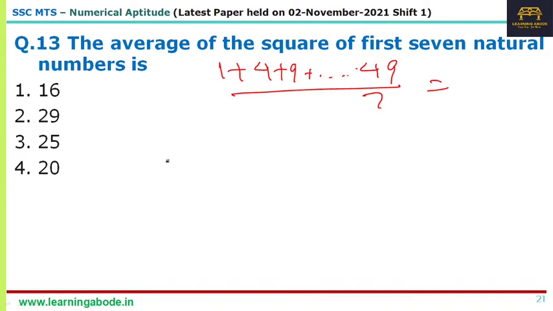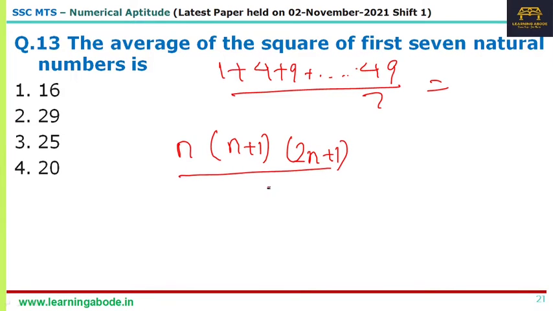The other way of doing this is the sum of the squares of natural numbers: n into n plus 1 into 2n plus 1, whole divided by 6. Now this is the sum. Now you're asking for the average, so there are 7 numbers. So the average is the sum divided by n, which is 7.